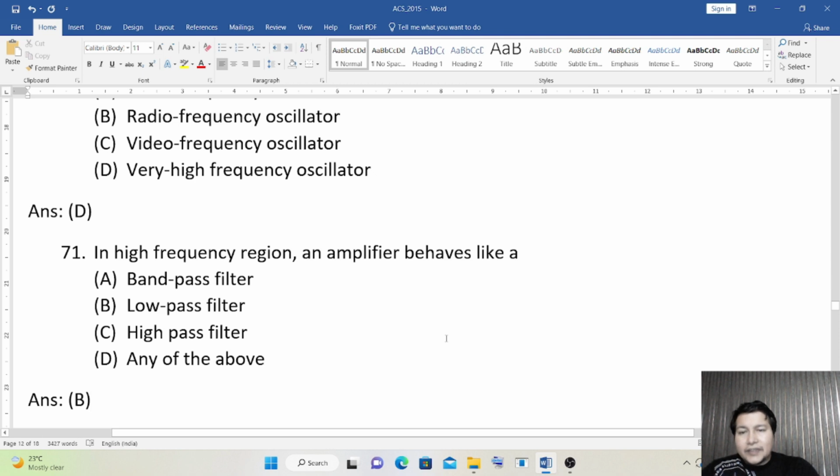In high frequency region, an amplifier behaves like a band pass filter, low pass filter, high pass filter, any of the above. So correct option will be low pass filter.